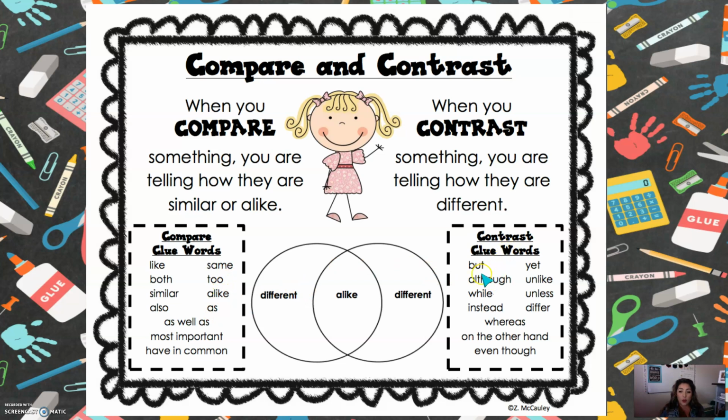Some compare clue words are like, both, similar, also, same, to, alike, and as. Some contrast clue words are but, although, while, instead, yet, unlike, unless, and differ.